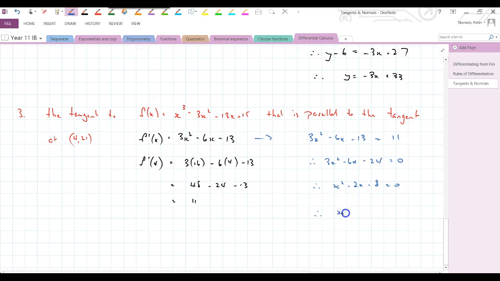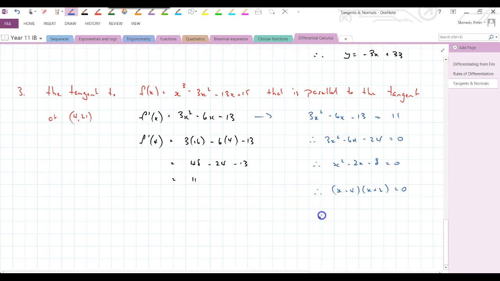Alright, now what are we going to do? (x minus 4)(x plus 2) equals 0. Is that right? Yep. So therefore, x is equal to 4, or x is equal to minus 2. Now here's my 4 here. So what this is saying is, on this cubic, there are 2 spots at which the gradient is 11. One's here at (4, 21). The other one is when x is equal to minus 2. So at x equals minus 2, this is now the tangent. This is the tangent I want at minus 2.